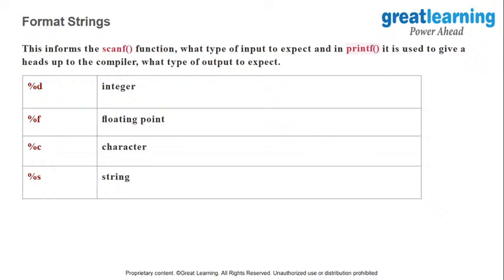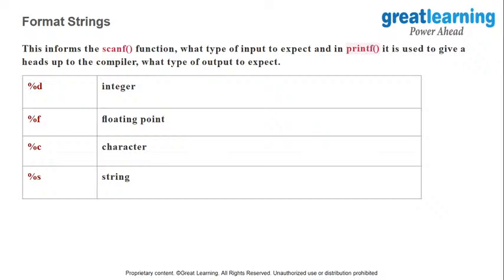Now let's see the format strings, the format specifiers that we have. This informs the scanf function what type of input to expect, and in printf it is used to give the compiler a heads up about what type of output to expect. %d is used if you want to get an integer as your input and then print that. %f is used for floating point, %c is used for characters, and %s is used for strings.